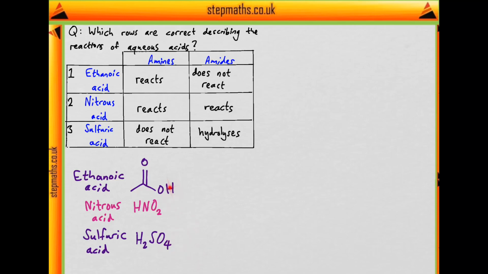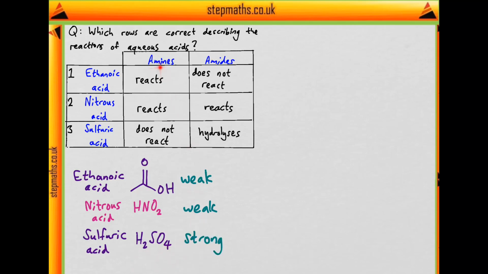So what sorts of acids are these? So ethanoic acid we know is a weak acid because it's an organic acid. Then nitrous, so we know HNO3 is a strong acid, but HNO2 is actually a weak acid. Then we have sulfuric acid, which we know is one of our strongest acids.